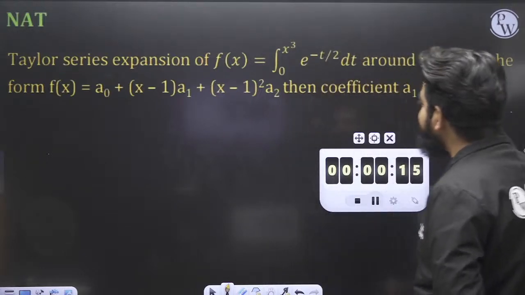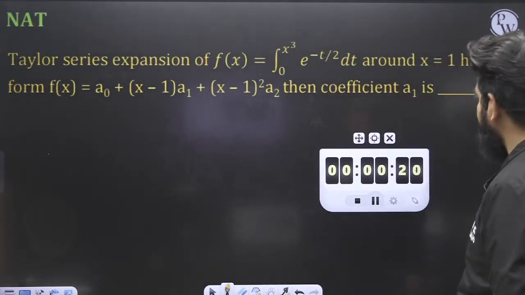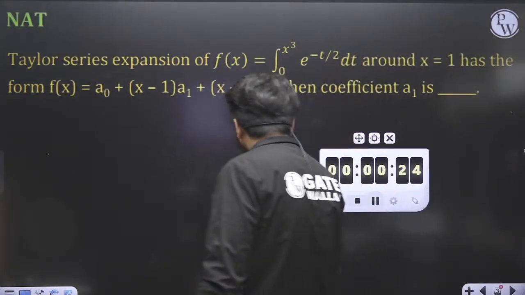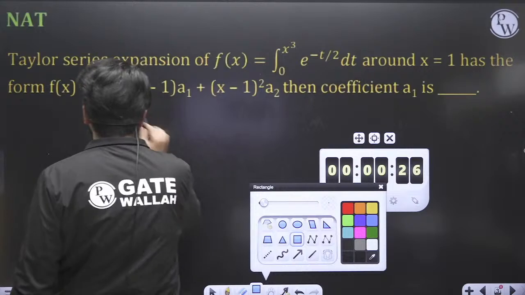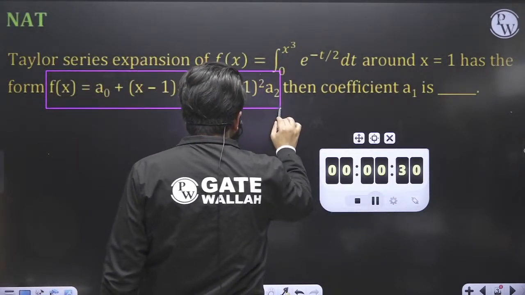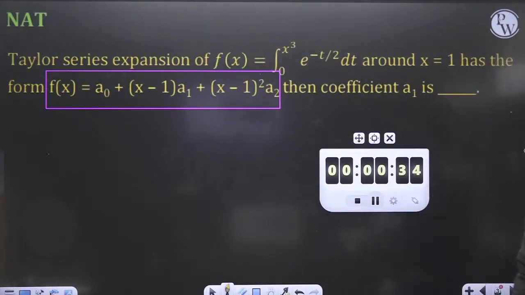Taylor series expansion of f(x), where f(x) is the integral from 0 to x cube of e to the power minus t by 2 dt, around x equal to 1 has the form f(x) = a0 + (x - 1) a1 + (x - 1) whole square a2. Then the coefficient a1 is?